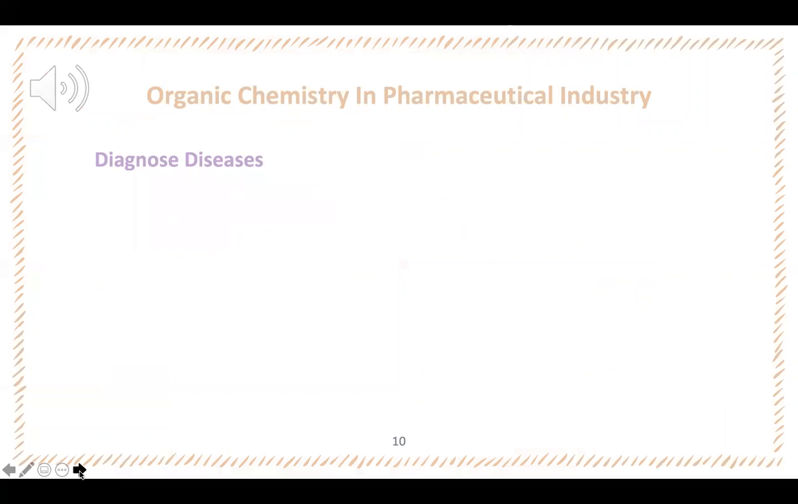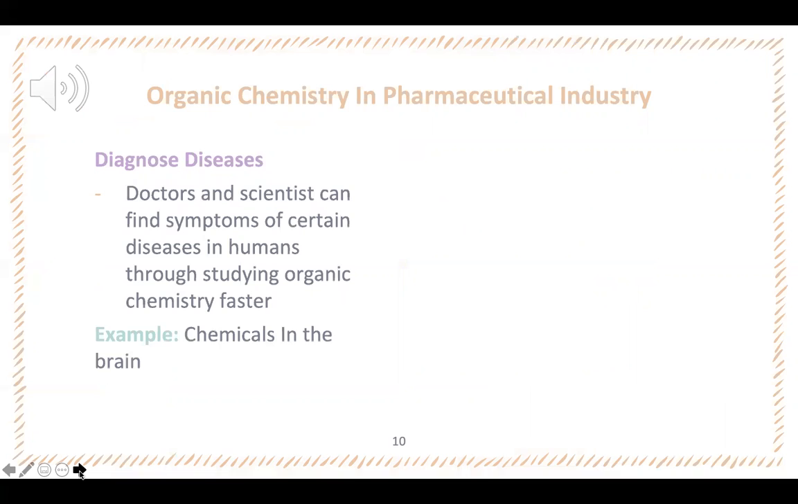Understanding organic chemistry can help doctors and scientists diagnose diseases. This allows doctors to diagnose diseases faster and provide the correct treatment for the patient. For example, through studying chemicals in the brain, doctors will know immediately when there is a disruption and identify when something is not normal.